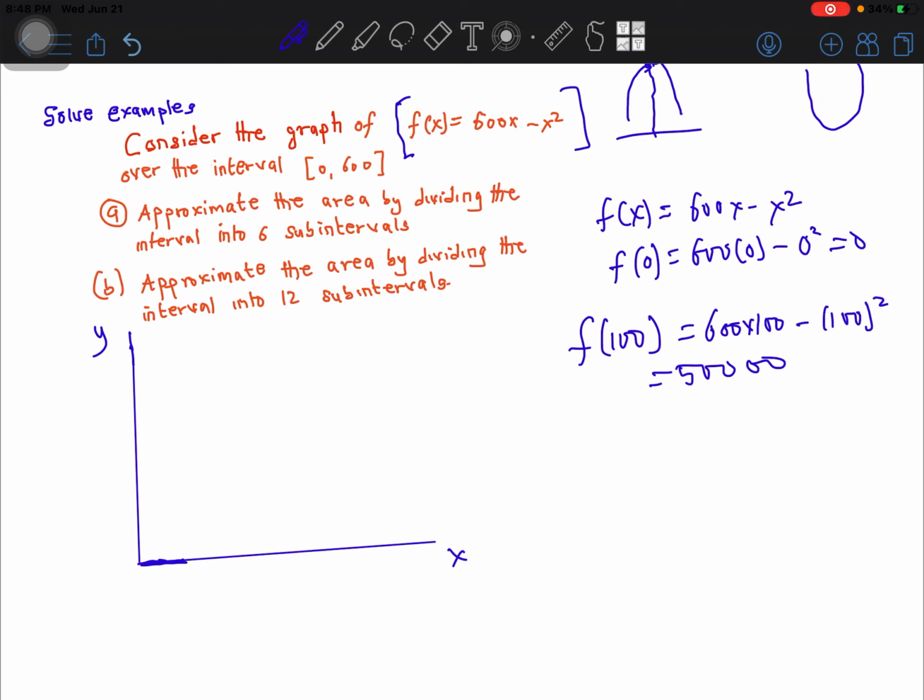And then f of the next interval, it's f of 200, because from 0 to 100, 200. That is equal to 600 times 200 minus 200 squared. And at the end of the day, you are supposed to get 80,000.